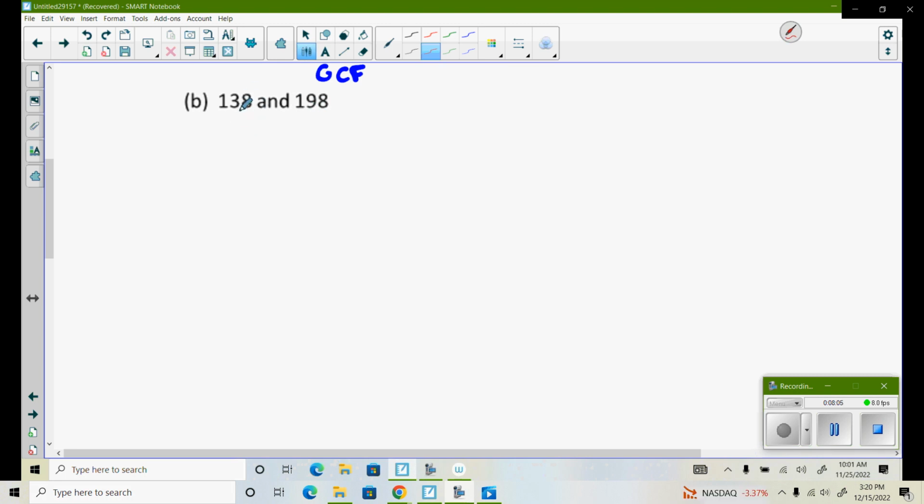So the first thing I'm going to do is I'm going to take 138, and I'm going to think of the smallest prime number, or any prime number that will go into 138, and that's going to be 2. Let me list them out. Your prime numbers are 2, 3, 5, 7, 11, 13, etc. Try to remember those. But my one that I'm going to divide into 138 is going to be 2. And then you end up getting 69.